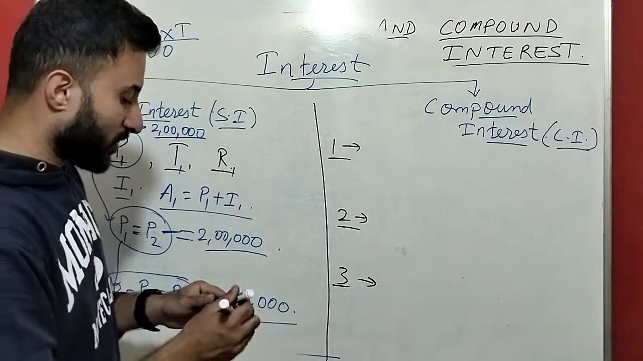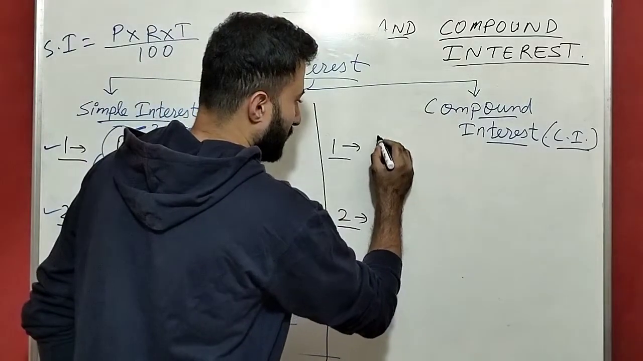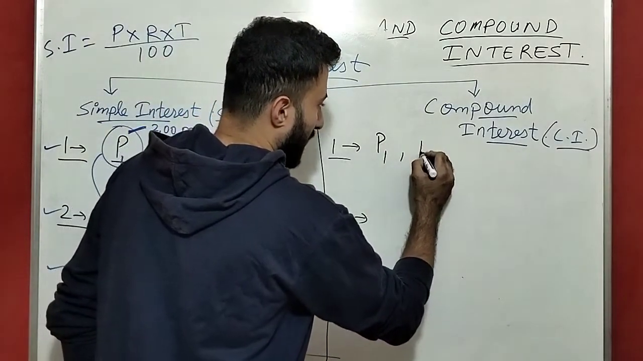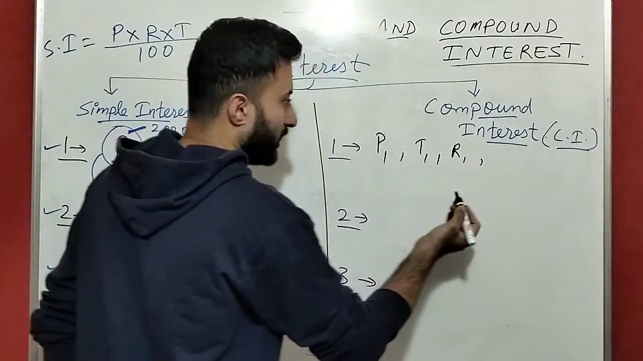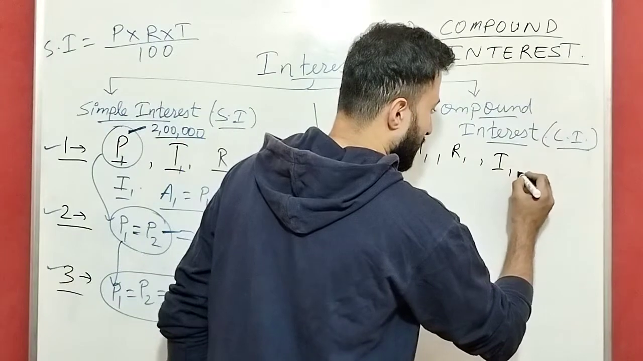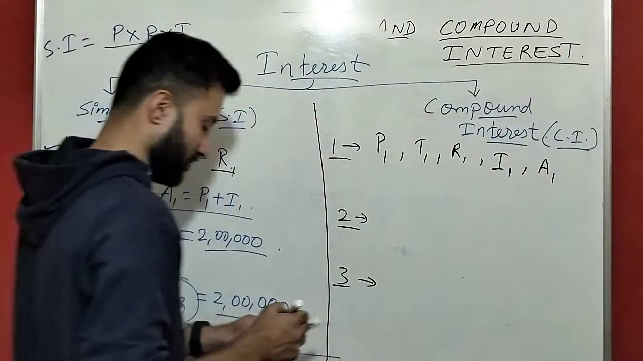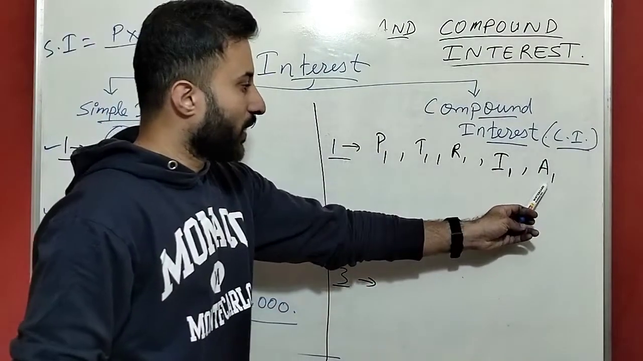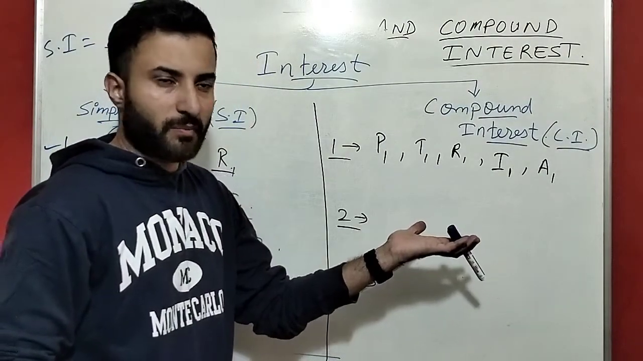But when we come to compound interest, for the first year the principal is P1, time is T1, rate is R1. So what is the interest? Interest is I1, and the amount is A1. Right, amount A1 is what? P1 plus I1. That is the amount A1, principal plus interest.